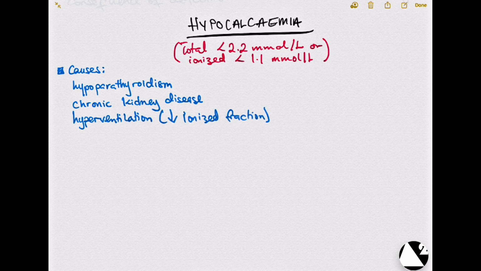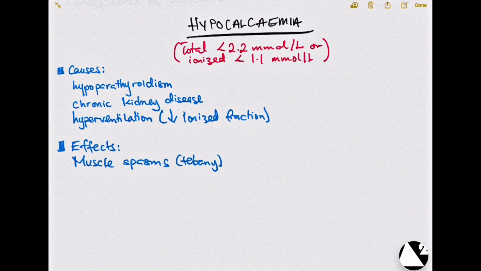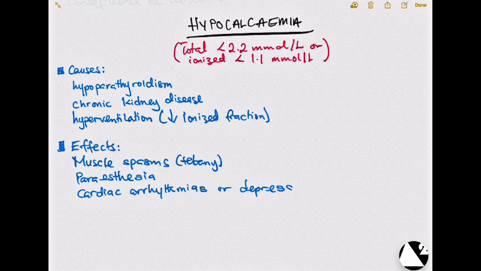And the symptoms you often get when you're suffering from hypocalcemia are tetany, which is muscle spasms, paraesthesia, which is essentially a feeling of tingling or prickling sensation, and cardiac arrhythmias or depression. And it makes sense because you have less calcium, you don't have enough calcium for your muscles, for your heart muscles to use, and so you end up with cardiac conditions.